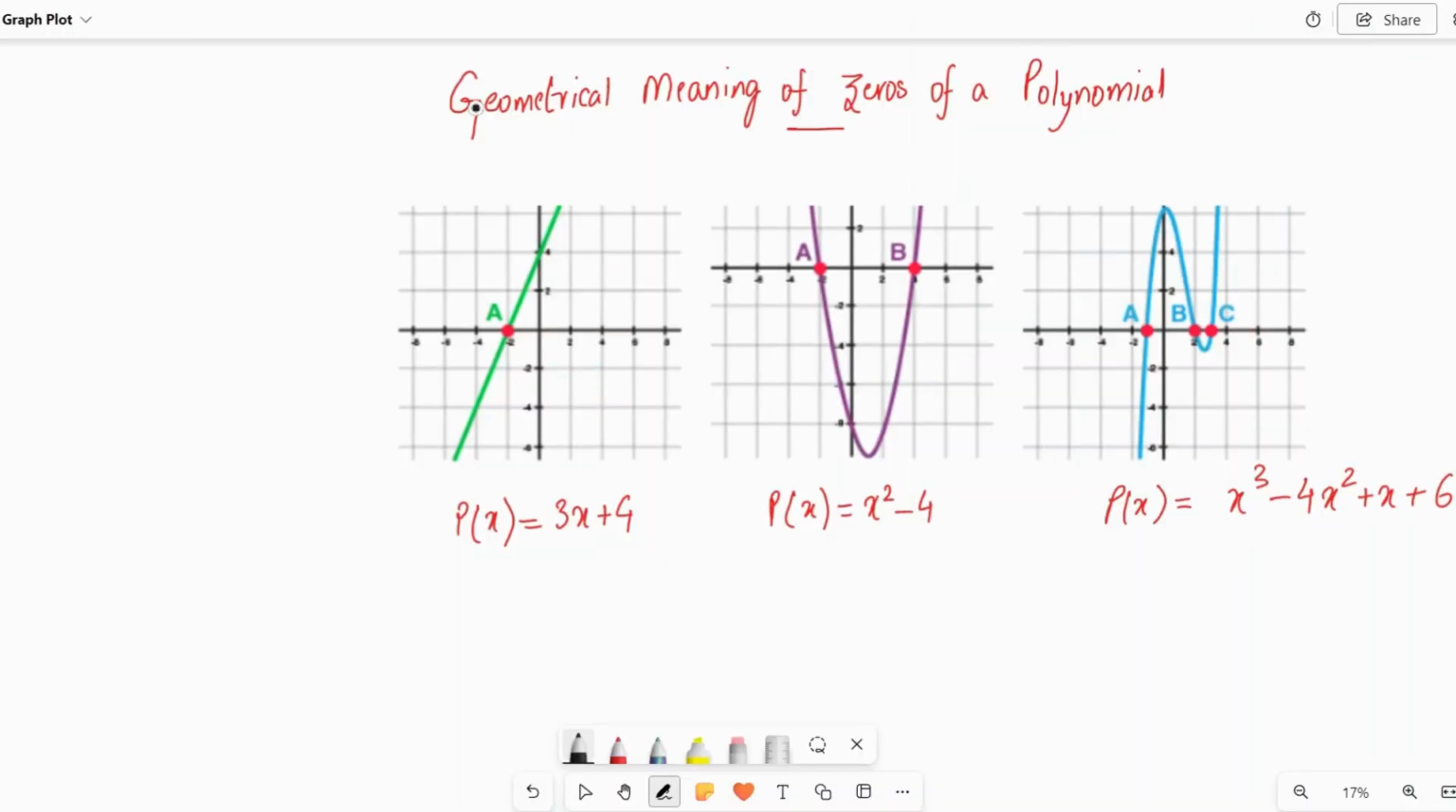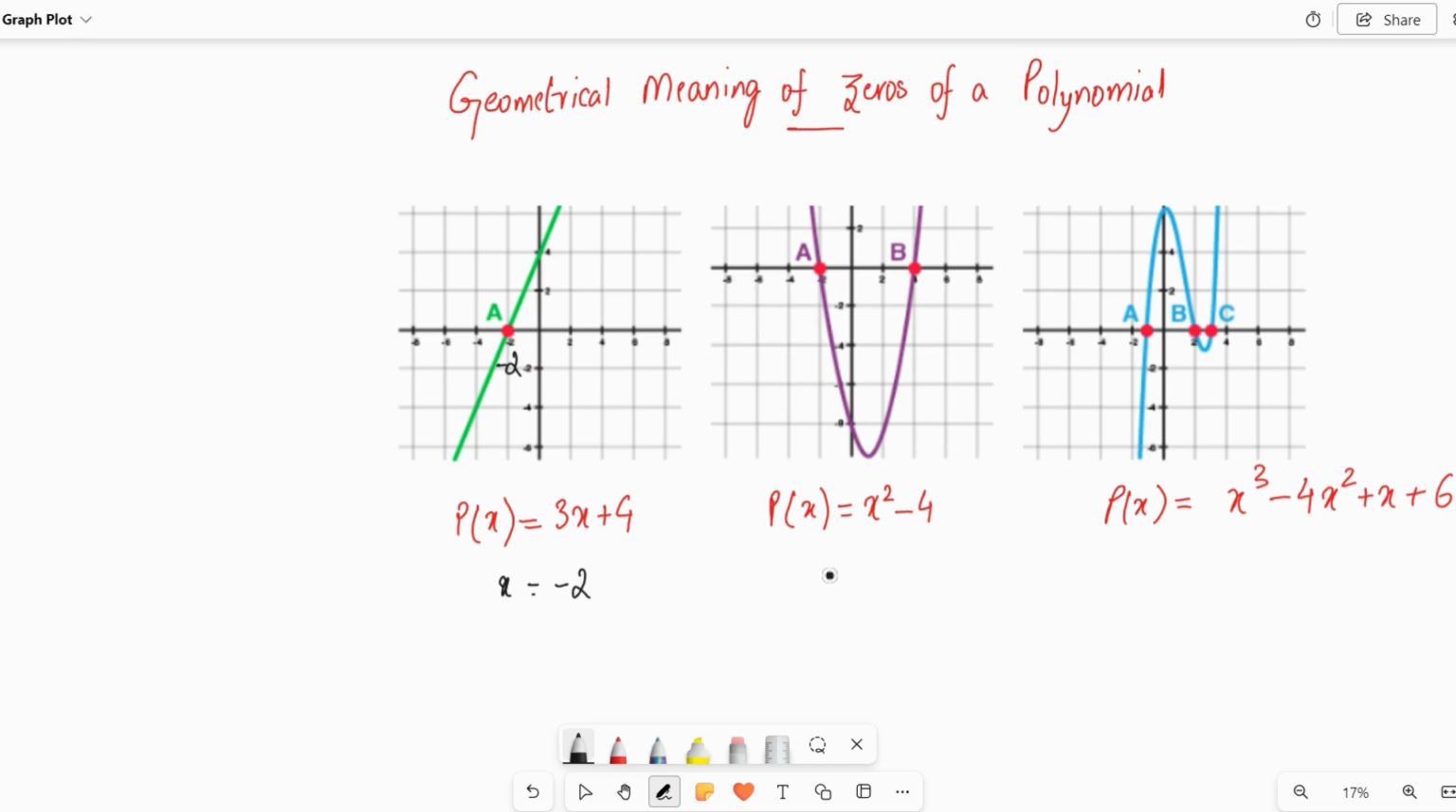So lastly, let us talk about the geometrical representation or meaning of zeros of a polynomial. What do these graphs tell us about zeros of a polynomial? Geometrically, zeros are the points where the graph intersects the x-axis. For a linear polynomial, for example, p of x equals 3x plus 4, the graph will cut the x-axis at minus 2. That means this polynomial has only one zero, that is x equals minus 2.